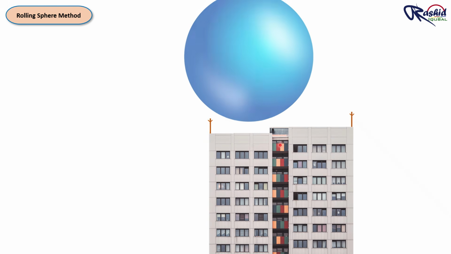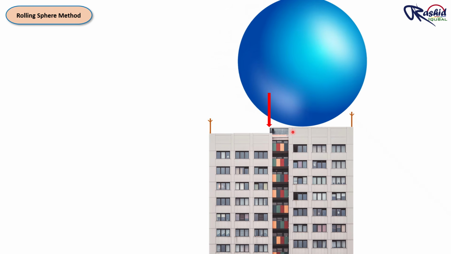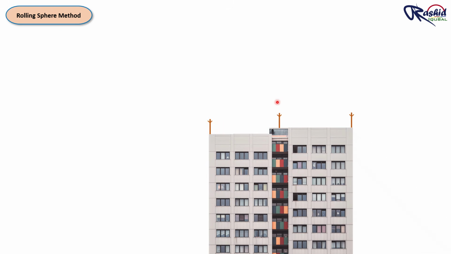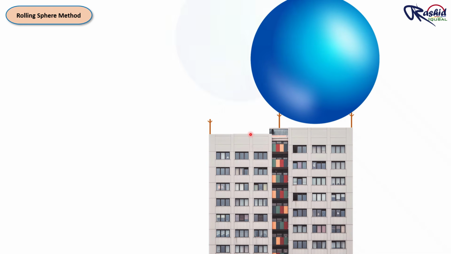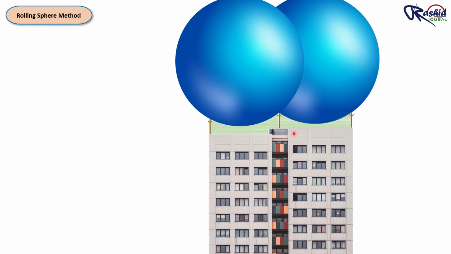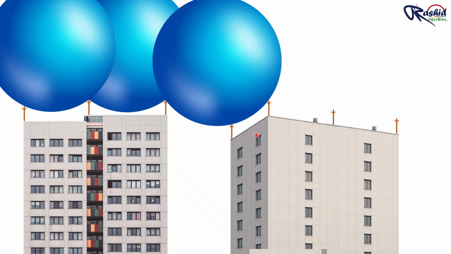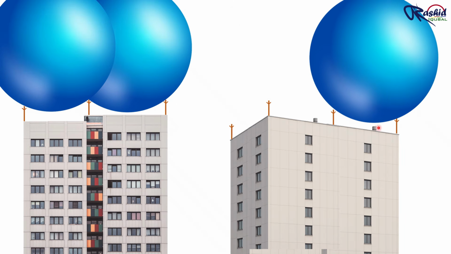For example, here you can see the sphere rolling on the roof. At this section, the sphere is touching the surface, which means this area is unprotected. If we install another air terminal rod between the two rods, the sphere can no longer touch the surface. You can see here, now it is not touching the surface. So this part becomes fully protected. You can see here, this green highlighted area is fully protected. On the other side view of the building, the same procedure applies. Even a smaller structure on the roof will also be protected if the sphere does not touch it.